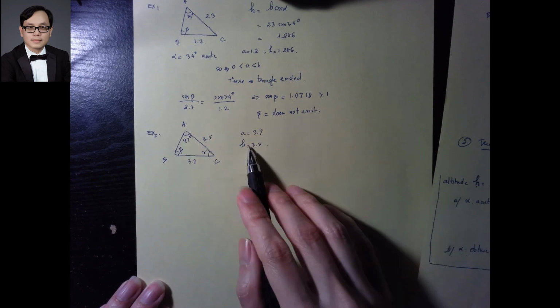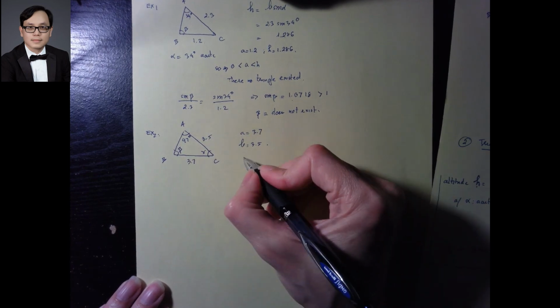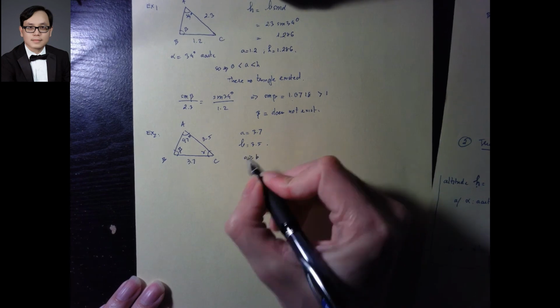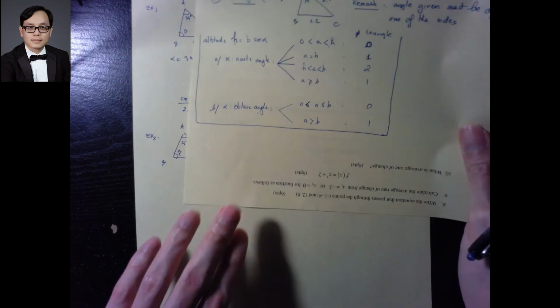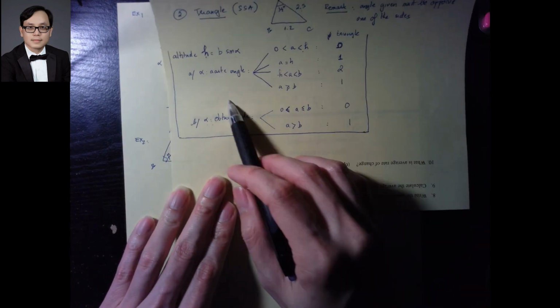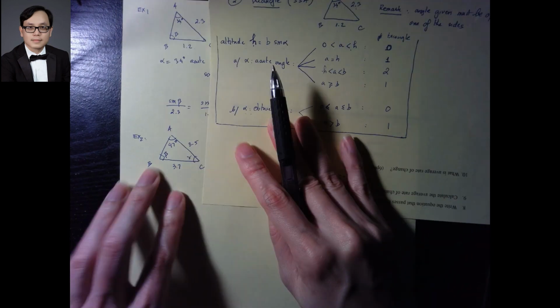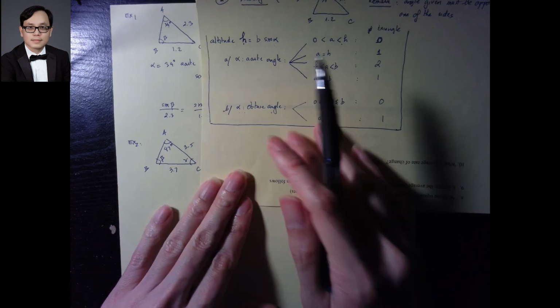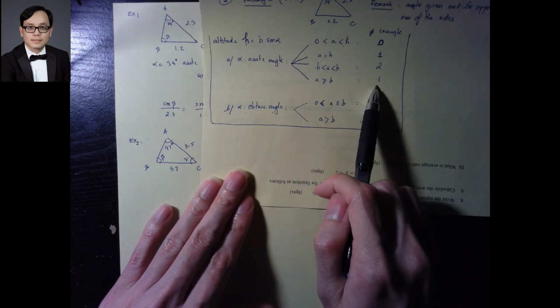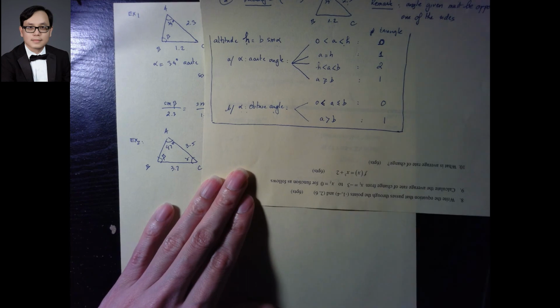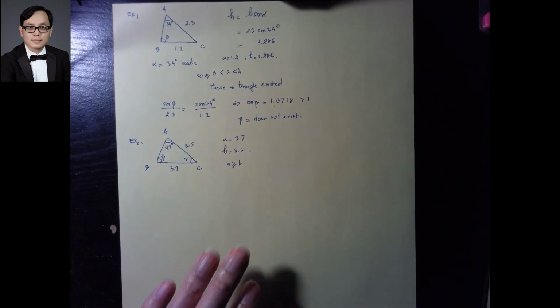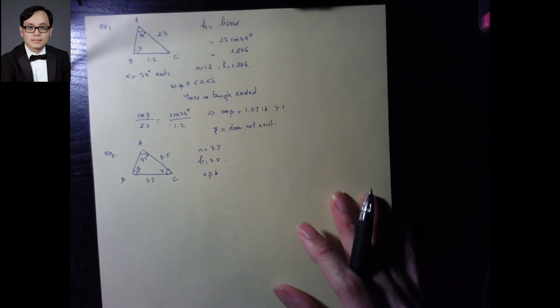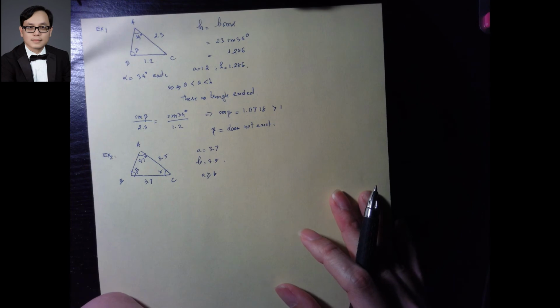So my A is greater than B, and because my A is greater than B, and this is acute angle 47, we have only one triangle. And because we have only one triangle, your job will be easy. You just need to solve whatever you have left.